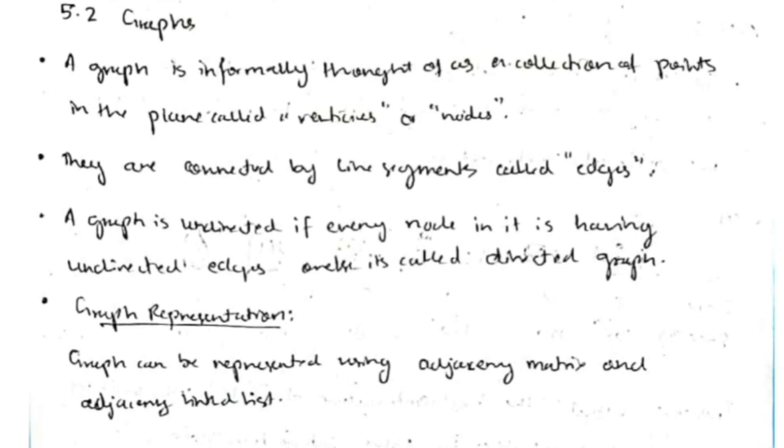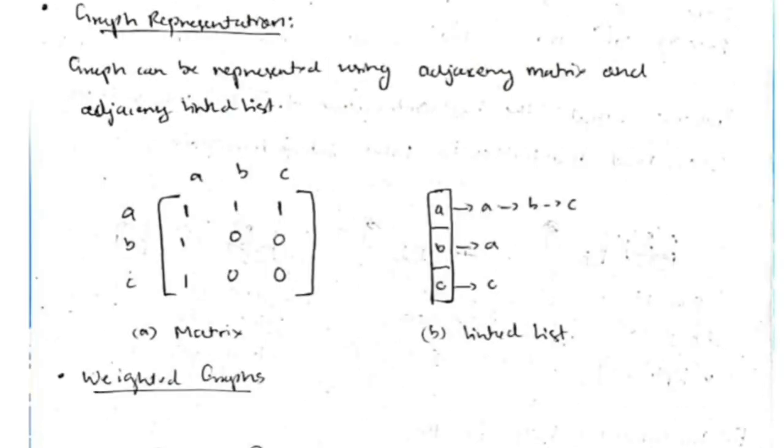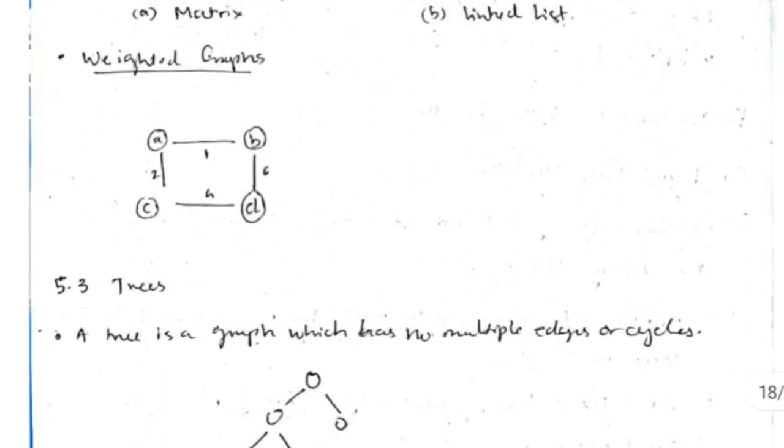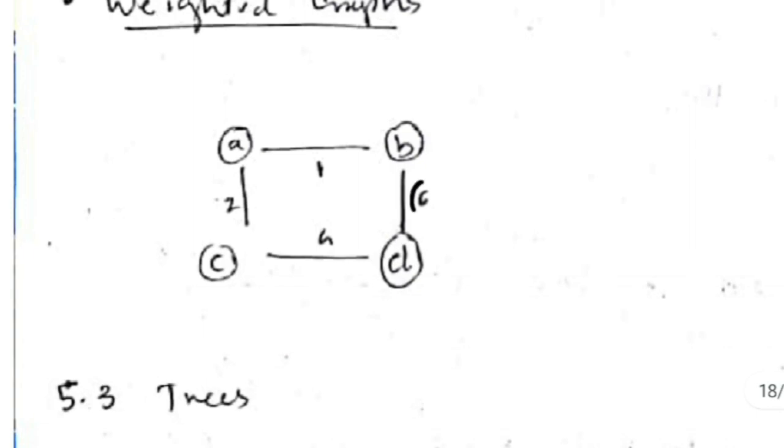Second one is graphs. Graphs means nodes are connected with each other. These are known as vertices, and the connections are known as edges. Okay, and a graph can be represented in two ways. First one is a matrix, and the second one is a linked list. Then coming to weighted graphs. Weighted graphs means if there is a number associated with each edge, that's known as the weight of the graph.